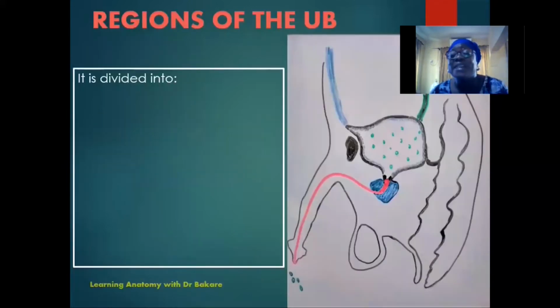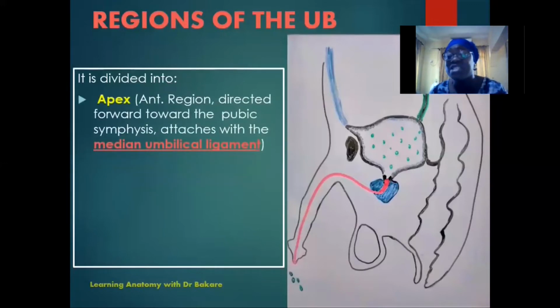The urinary bladder is divided into different regions, and the first one is the apex, because it appears somewhat triangular when it is empty, and when it is filled with urine, it tends to be rounded. So the apex of the urinary bladder is directed towards the pubic symphysis. This is the pubic symphysis highlighted in black. This is the region formed around the anterior midline plane within the pelvic cavity. So this region is the pelvic cavity, this is the anterior region, and this is the posterior region.